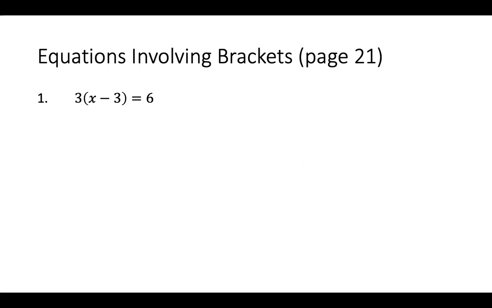So example number 1 was 3(x minus 3) equals 6. So our first step when solving equations with brackets is to always expand the brackets out. So when we expand, we get 3x minus 9, which equals 6. And the goal here is to get x all by itself on one side of the equal sign. So our next step would be to move that 9. So the opposite of subtracting 9 would be adding 9. So we add 9 to both sides.